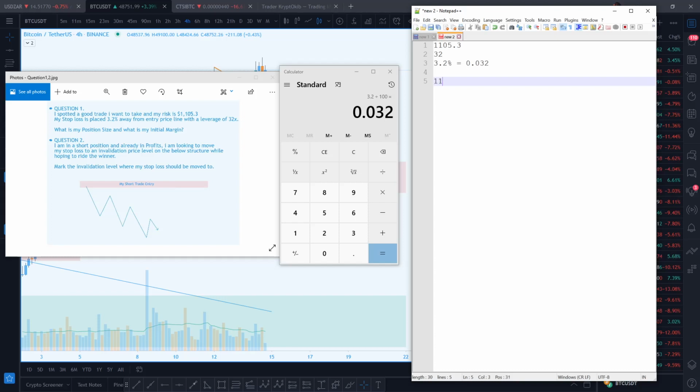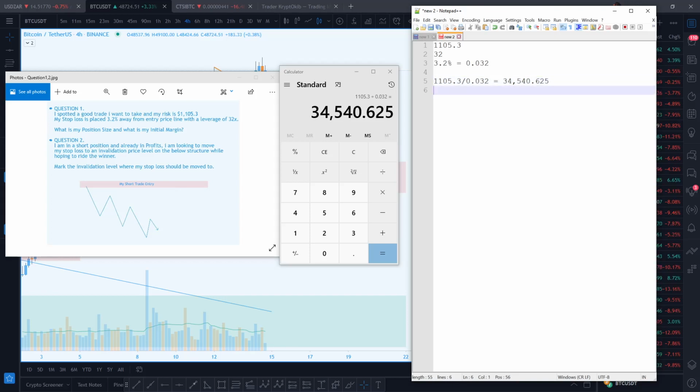Now, that is 1105.3 divided by 0.032. So my position size will give me what? Here we are, 1105.3 divided by 0.032. So position size is 34,540.625. Sometimes the point something will be irrelevant, depending on whether you are allowed to put decimals. The sum will just be one decimal, but this is the main figure I want to see: 34,540. That is the position size.